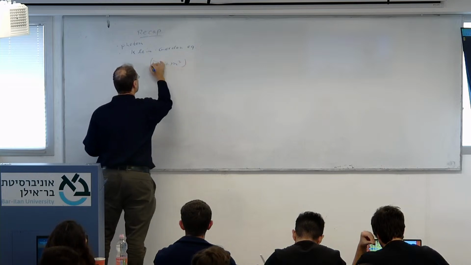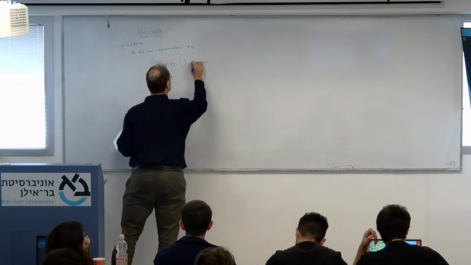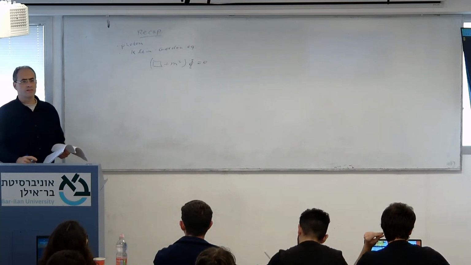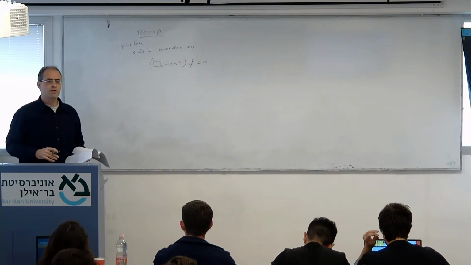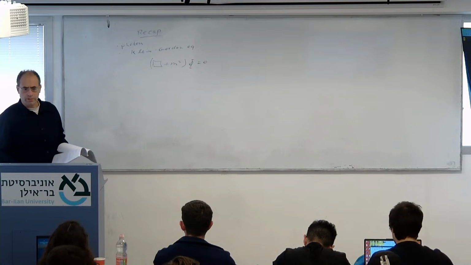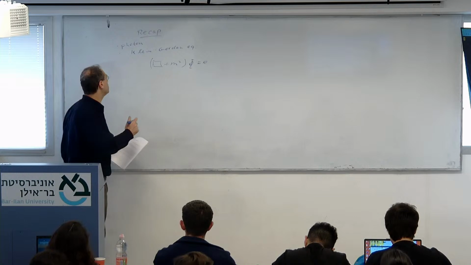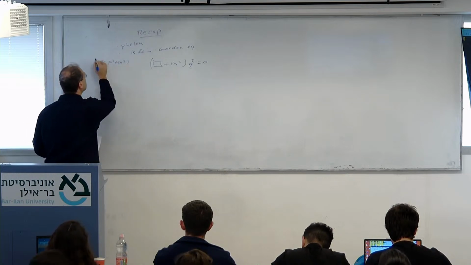M squared phi is equal to 0. Phi here is a scalar, so this really represents a spin 0 particle. And this is supposedly the relativistic generalization of Schrödinger's equation, because we derived it from the requirement that E squared is equal to P squared plus M squared.